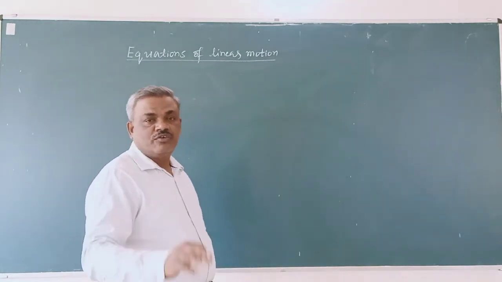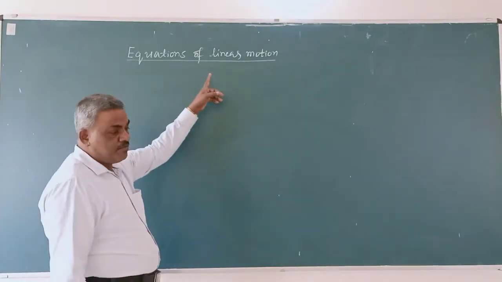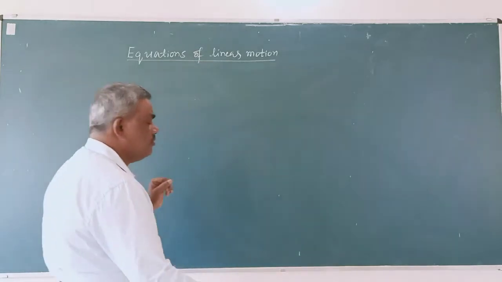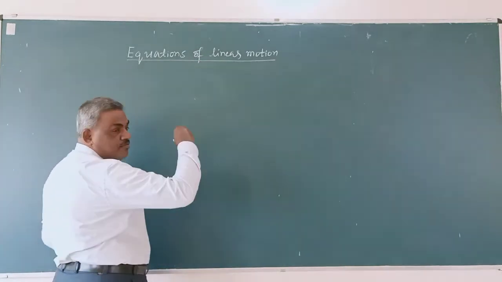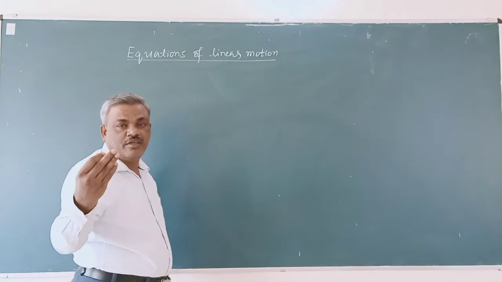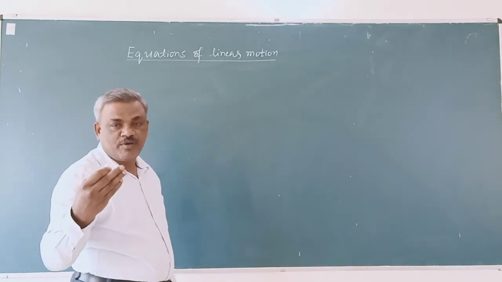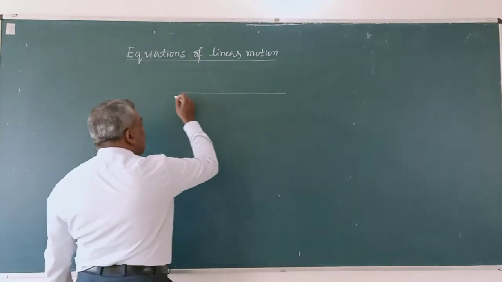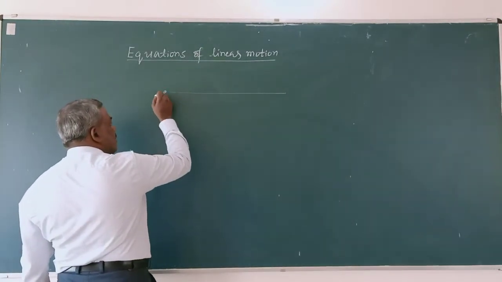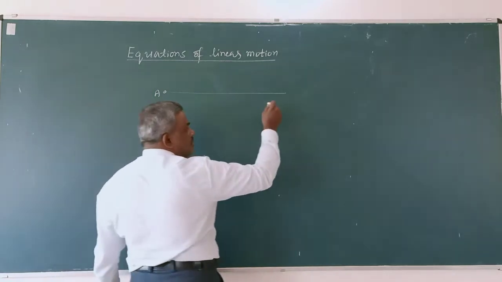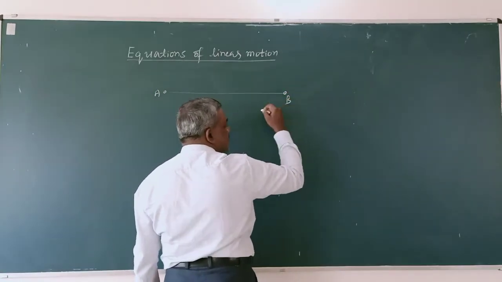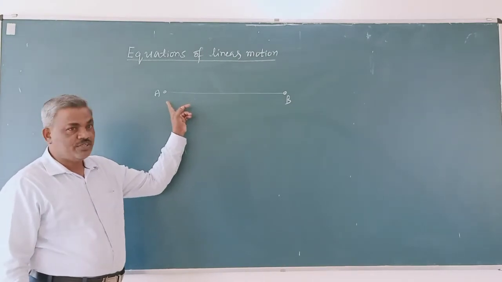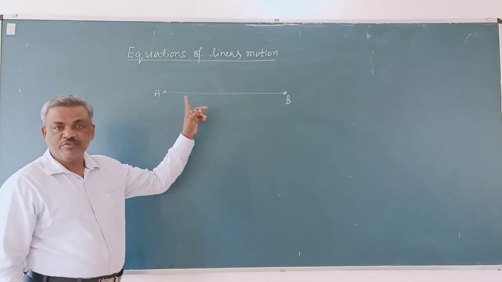So students, today's class: equations of linear motion, or kinematic equations. Now, a body traveling from one place to another place. A body or vehicle moves from one place to another place. Example here, the point A is one place, and the other point B. A body or object moves from one place to the other, here A to B.